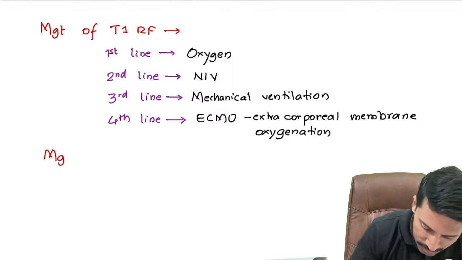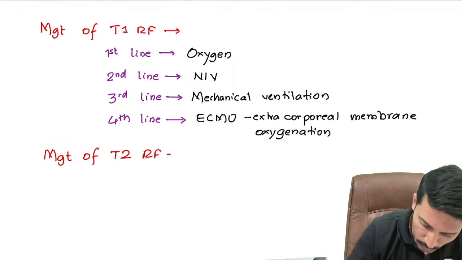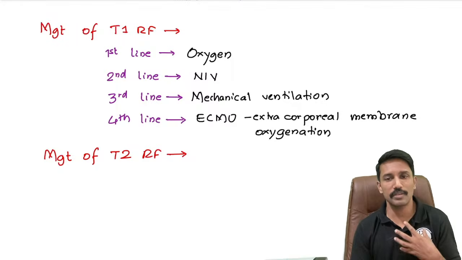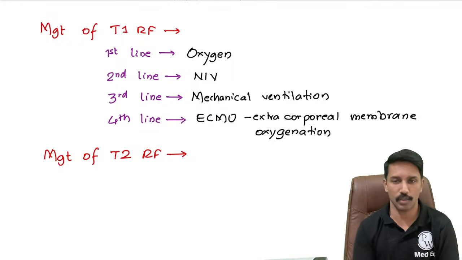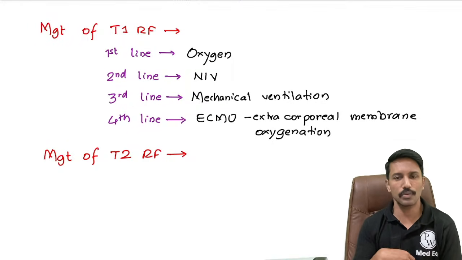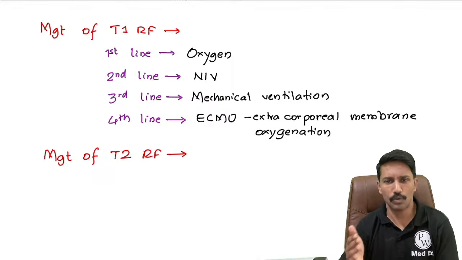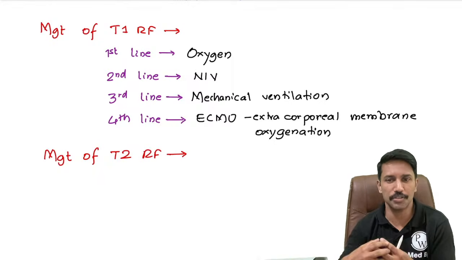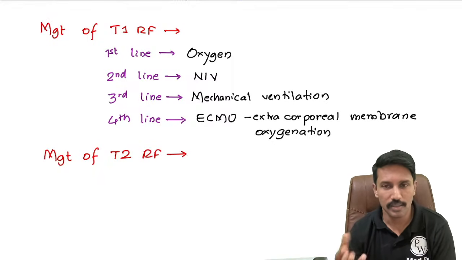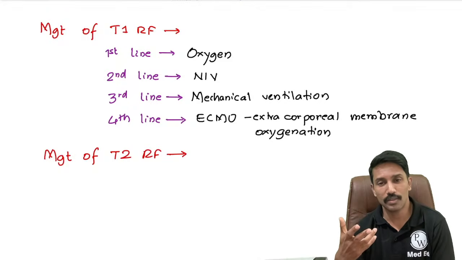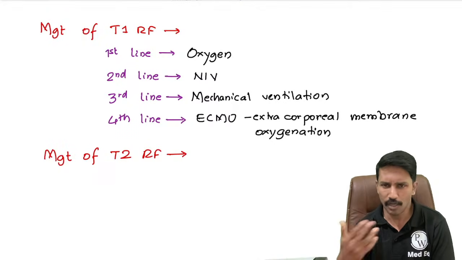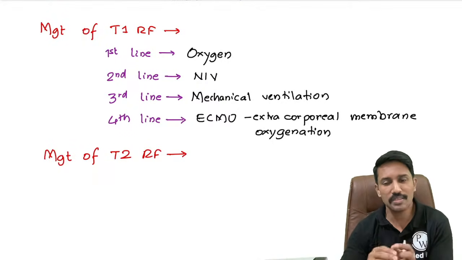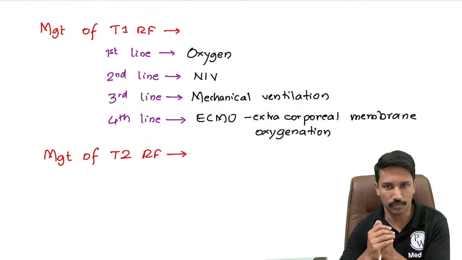Now, how do I manage type 2 respiratory failure? What is the main problem in type 2 respiratory failure? These people are not able to clear the carbon dioxide, right? If I give oxygen to them, will it help them? Of course not. Their main problem is not oxygenation of blood, it is carbon dioxide clearance. And where do we do carbon dioxide clearance? During inspiration or expiration? Of course, expiration. So these patients need support for expiration.